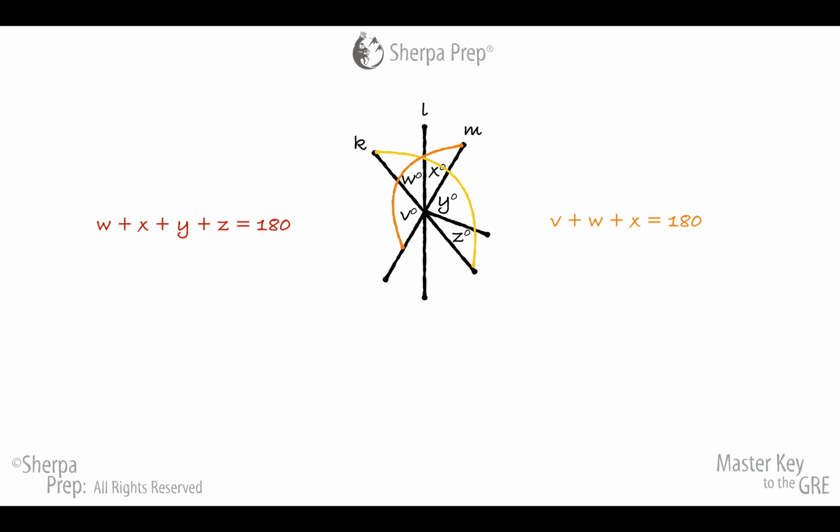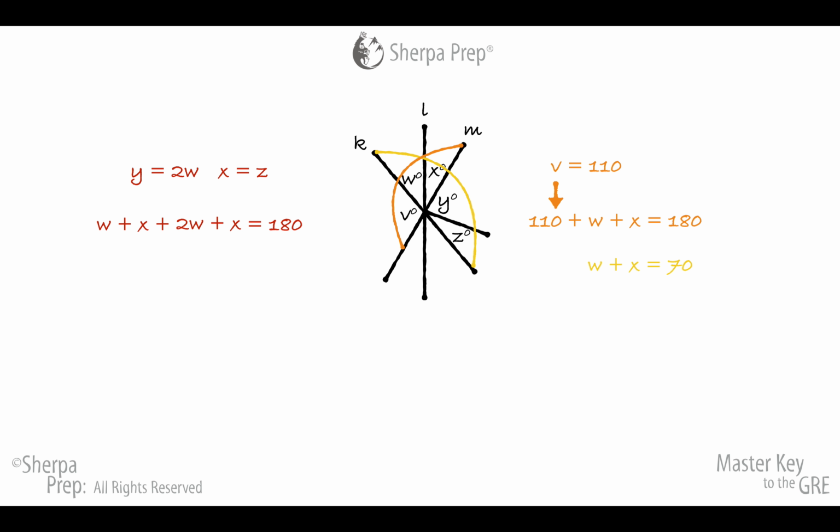Now, of course, whenever you work with geometry, you always want to plug in any information you know. For example, we know that v is 110, and if we plug that into our second equation and then subtract 110 from both sides, we can see that w plus x equals 70. And we also know that x equals z and that y equals 2w. And we can take this information and plug it into the first equation.